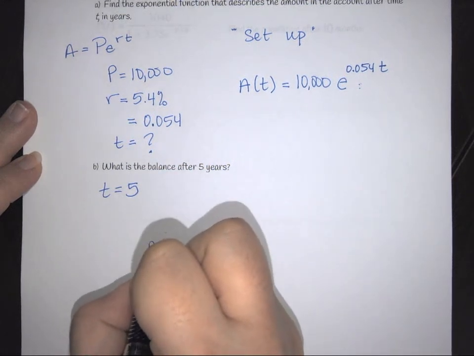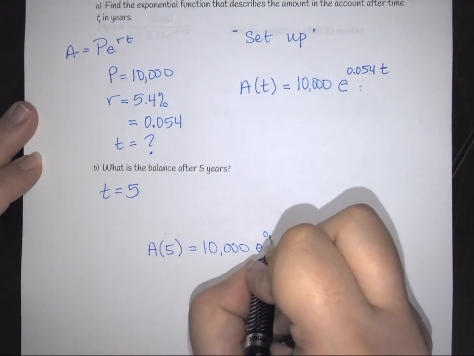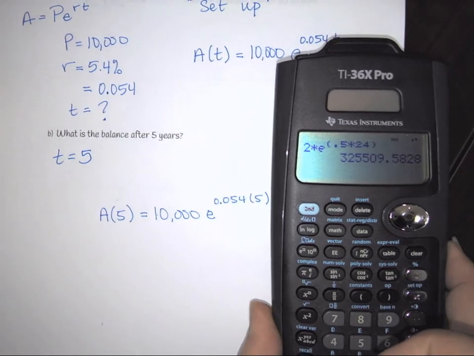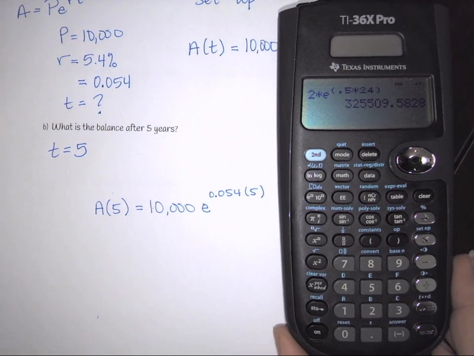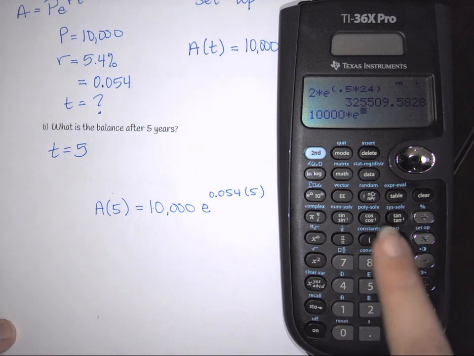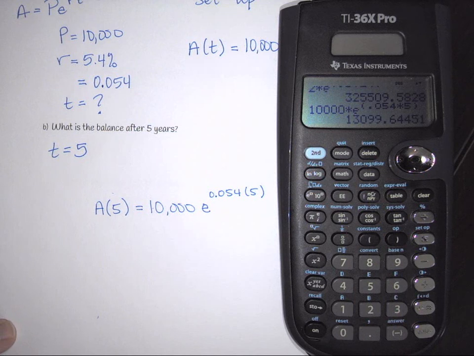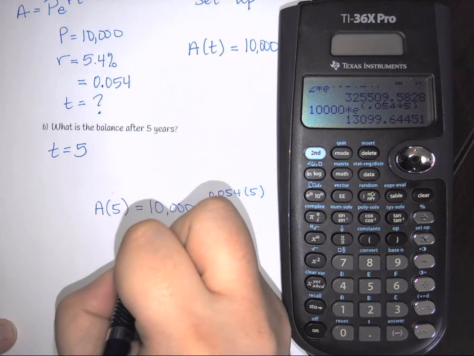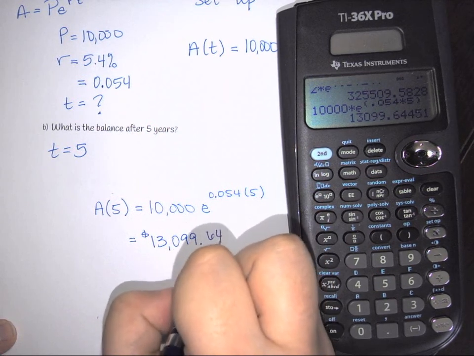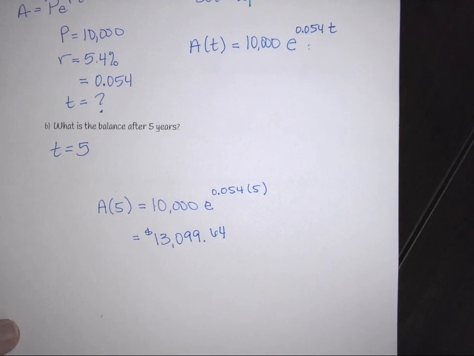So here we're looking at A of 5. So I have 10,000 e to the 0.054 times 5. Again, we can pull in your calculator, and we're going to go ahead and plug this in. So we have 10,000 times, you're going to hit your e button, open a parentheses, 0.054 times 5, and close it. Hit enter, and there you go. My account has a total of $13,099.64. So when you're dealing with money, you want to make sure that you always round to the nearest cent.